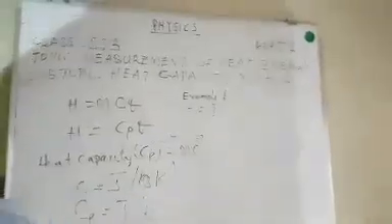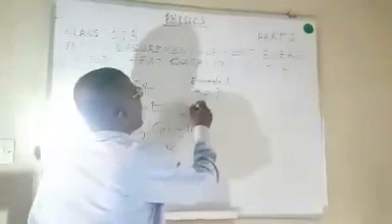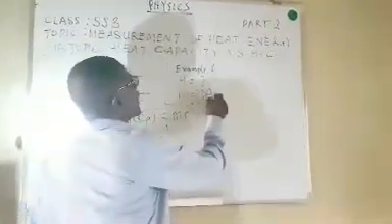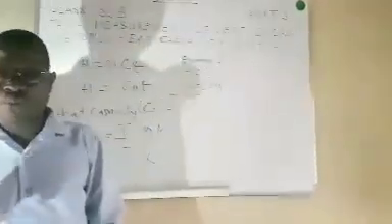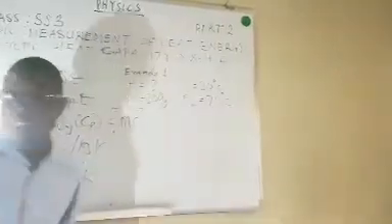What is the quantity of heat required to raise the temperature of 300 grams of aluminum cube from 30 degrees Celsius to 70 degrees Celsius? So that 300 grams means the mass of aluminum, m, equals 300 grams. Which means initial temperature, that's theta 1, equals 30 degrees Celsius, and the final temperature, theta 2, equals 70 degrees Celsius.